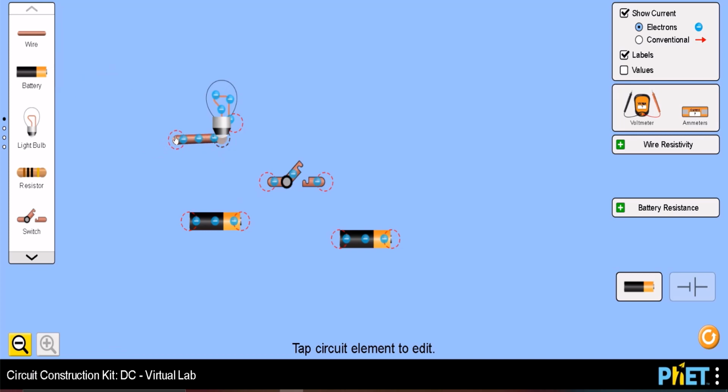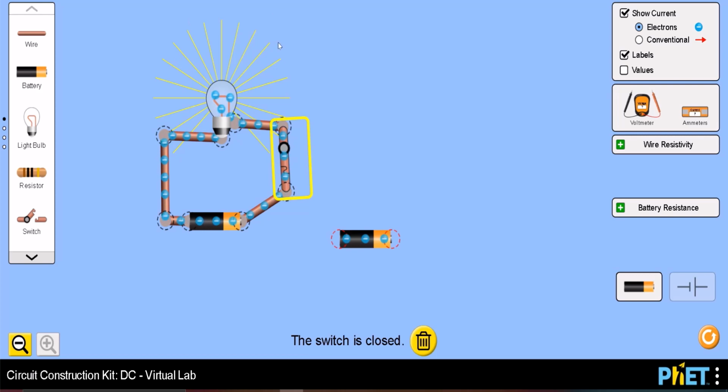So let me join the way I had joined it earlier. So this is it, and this is another wire, and the circuit is complete. So it is the simple circuit which I had shown you just now. So if I close the switch, the bulb will glow.